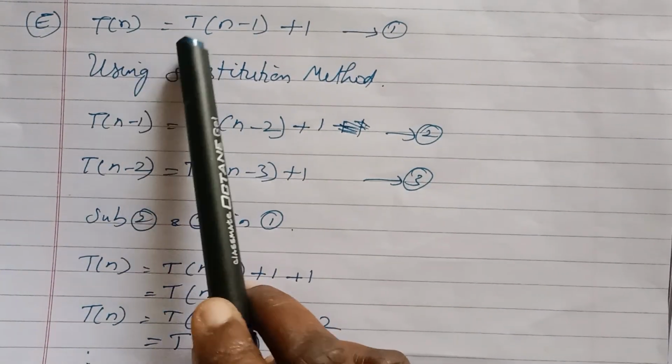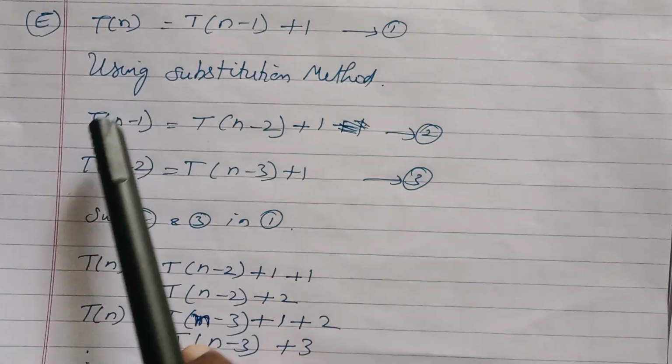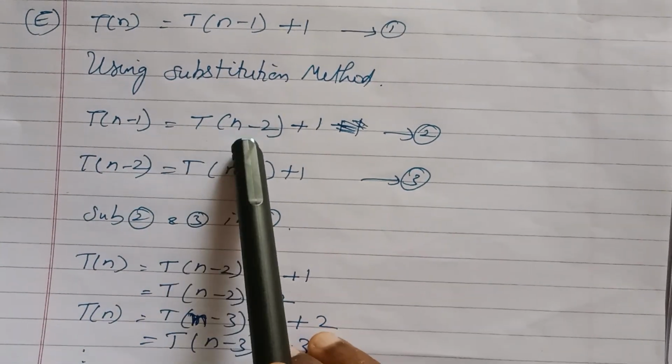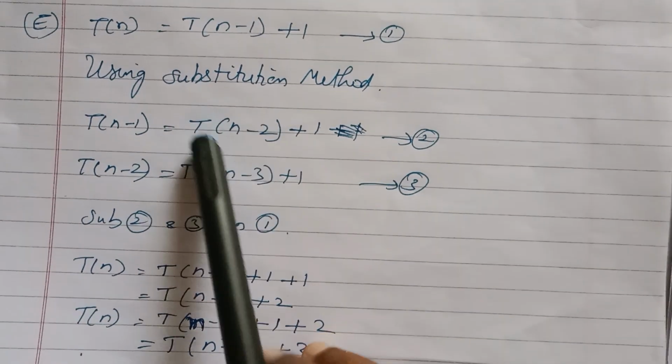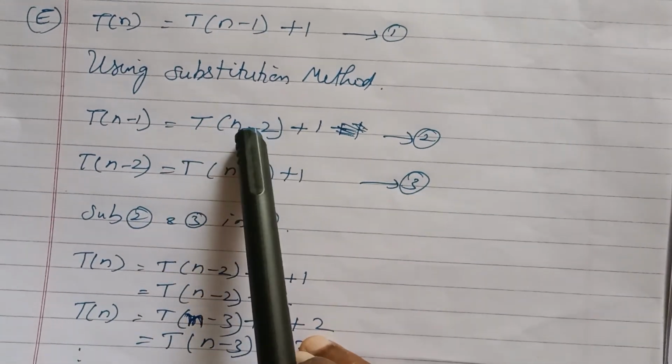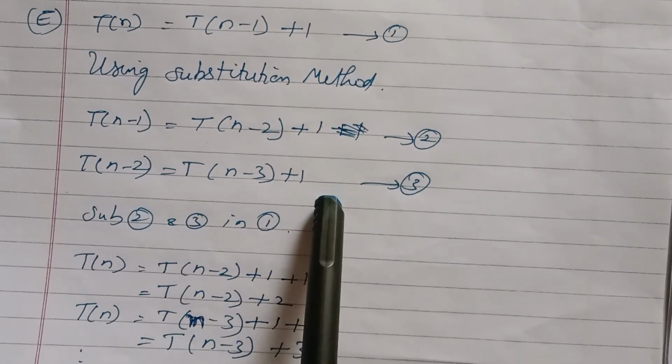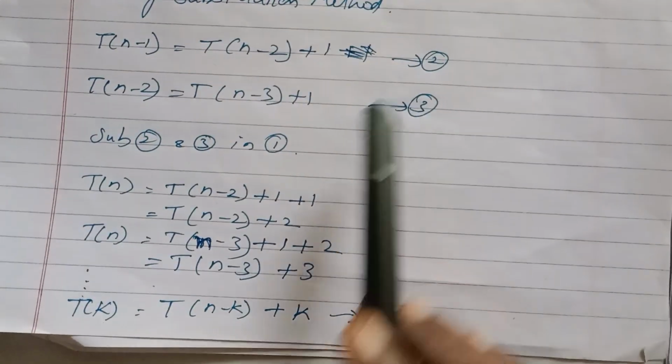Here you have to substitute the values. See, when it's given T of n is equal to T of n minus 1 plus 1, then again you take T of n minus 1. So T of n minus 1 becomes T of n minus 2 plus 1. Again, you do a substitution for n minus 2. So T of n minus 2 is T of n minus 3 plus 1.